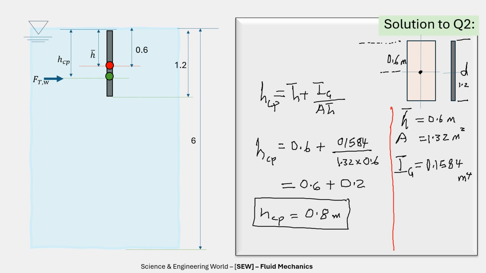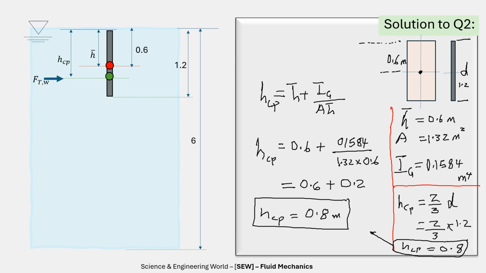The result is interesting because it validates one point, and that point is that when you have a rectangle that is immersed vertically in water, its center of pressure, HCP, is equal to 2/3 of its height, which is D here. So 2/3 of D, that is HCP equals 2/3 times 1.2, which is giving us the same thing as 0.8. So it shows that we are in order. So the center of pressure is 0.8 from the top of the water.